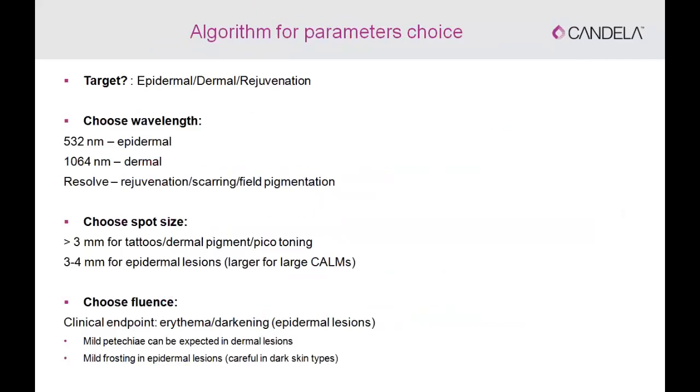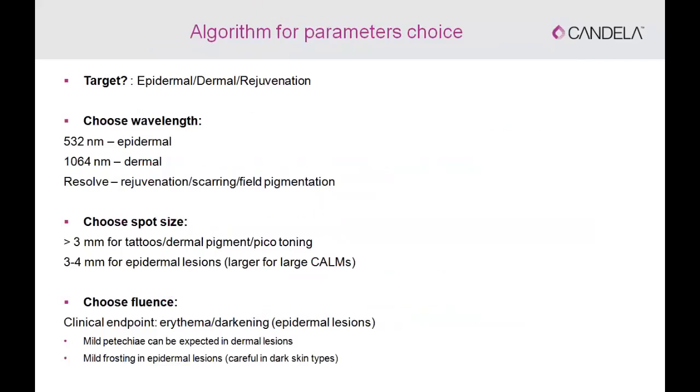So, generally speaking, I prefer a larger spot size to start with for tattoos and dermal pigmentation, and for picotoning, in a similar way to what we were used to doing with nanosecond lasers, which is with a large spot size, low fluence and high frequency. For epidermal lesions, generally speaking, a 3 or 4 millimeter spot size, and then the fluence will be based on, obviously, the target chromophore, the concentration of the chromophore, the background skin type, and the clinical endpoints. You can use a larger spot size for larger lesions such as a cafe au lait macule.